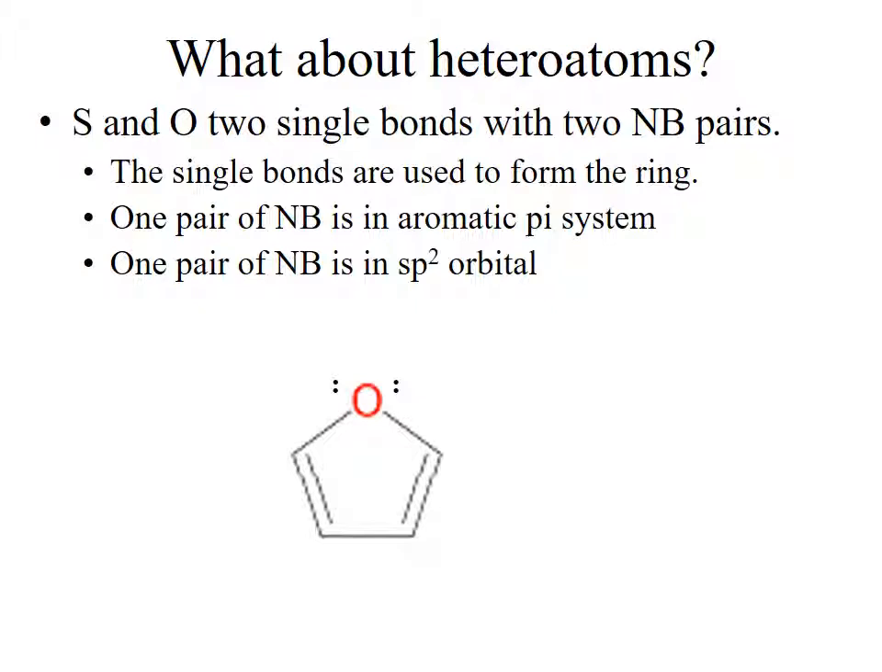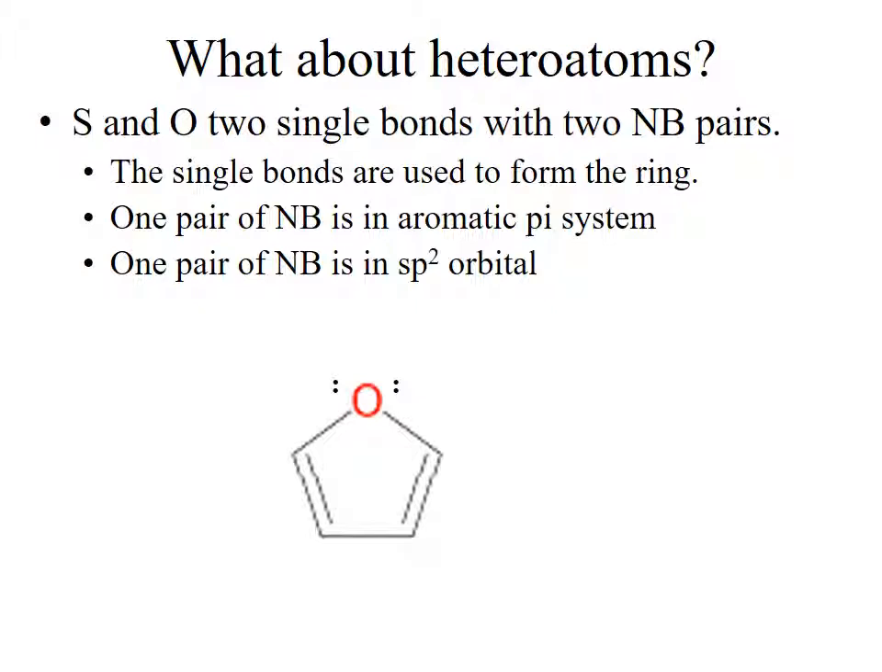In an aromatic ring, the 2 single bonds are used to form the ring, to help it close the ring. One of the non-bonding pairs is going to be in the pi system, perpendicular to the ring, and able to participate with the other p orbitals in that ring to make the aromatic pi system. One pair is in an sp2 orbital that is in the plane of the ring.